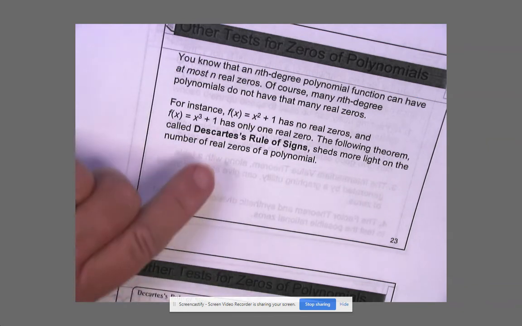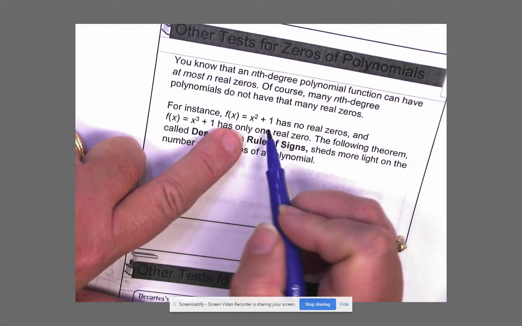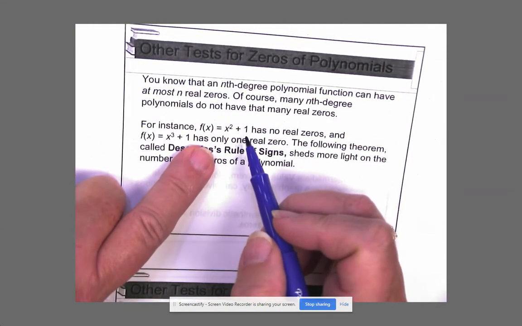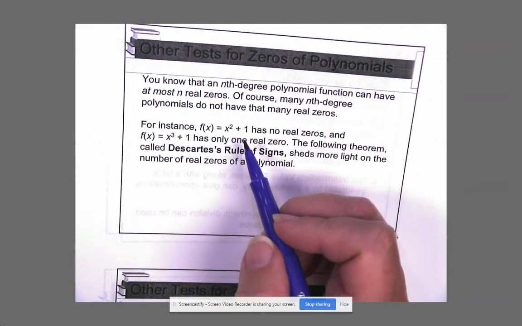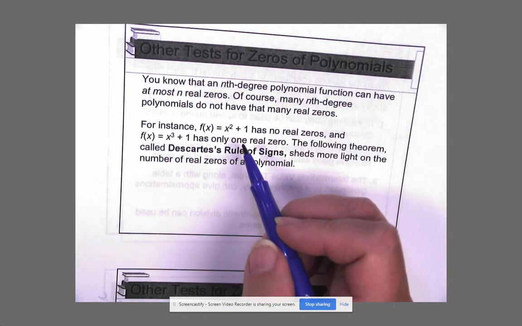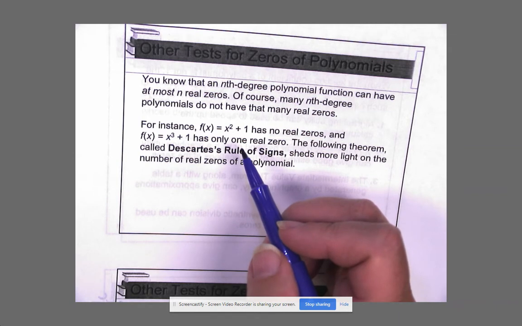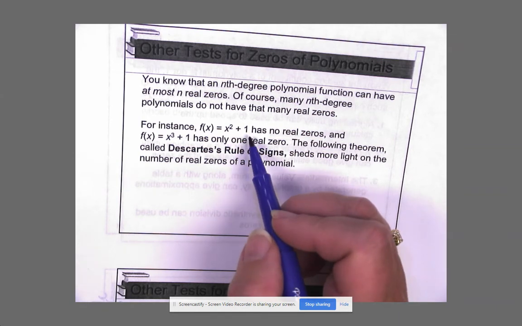And so, for example, using our transformation knowledge, if I had x squared plus 1, you know that's a parabola, and we move it up 1, then we know that's never going to have any x-intercepts because it's going to have a minimum at 1, and then it just goes up from there. And so we know that would have no real zeros.